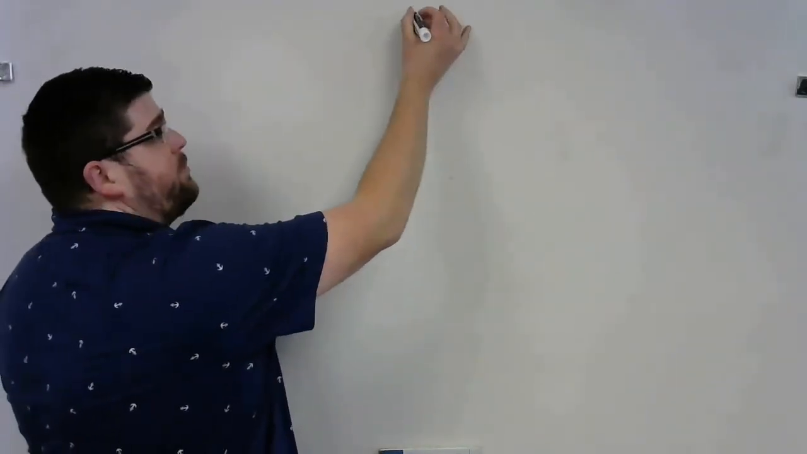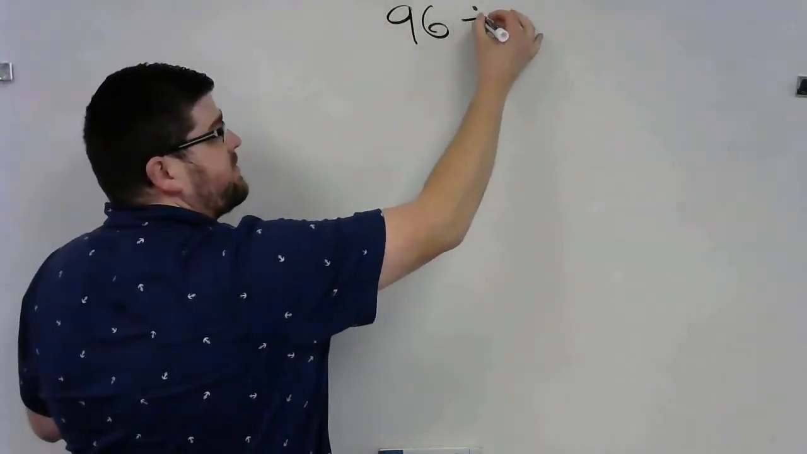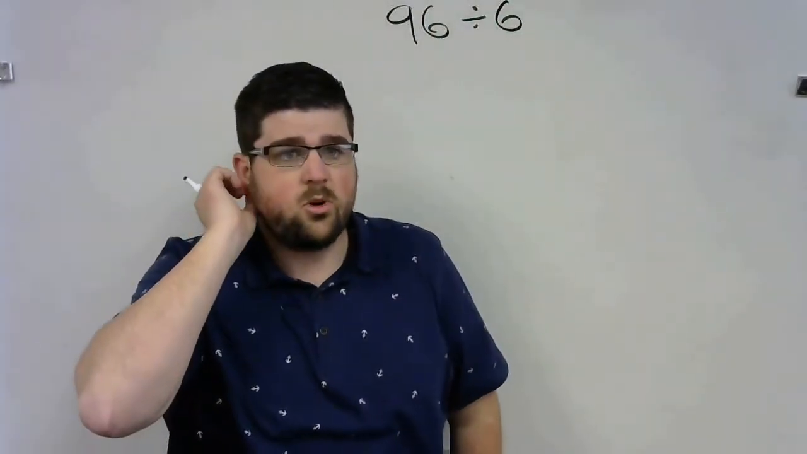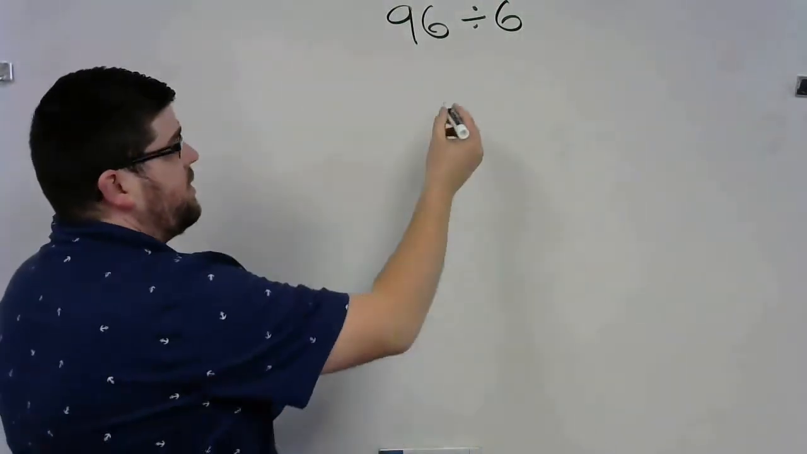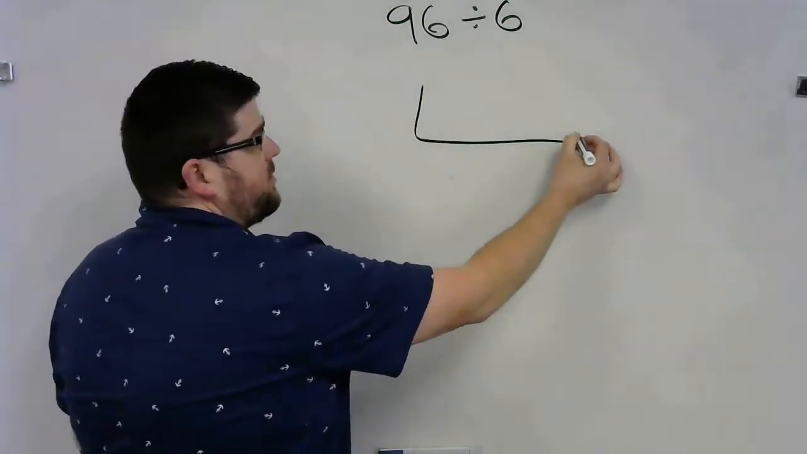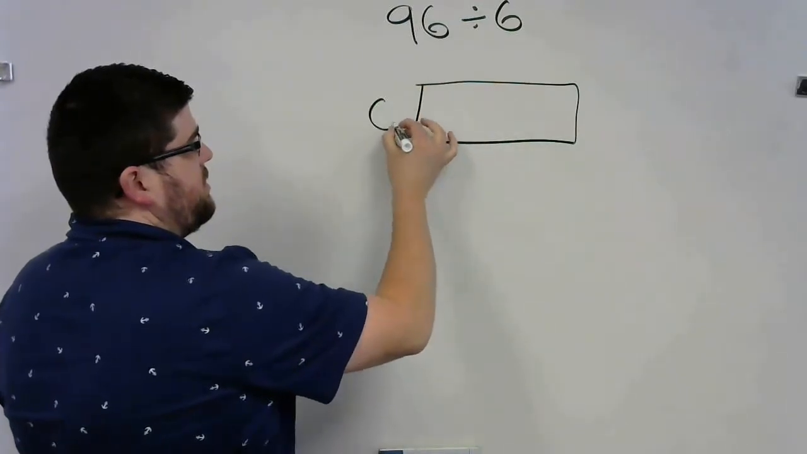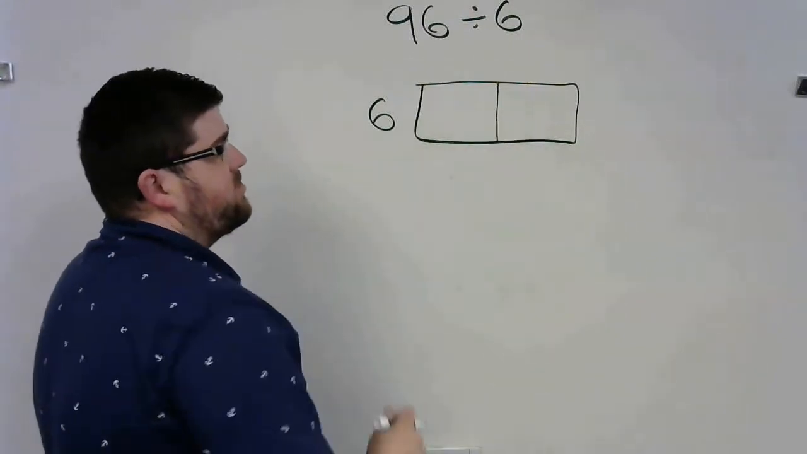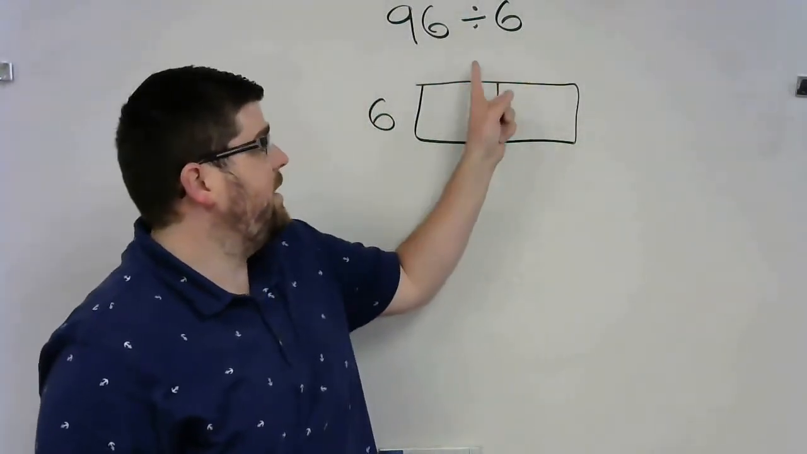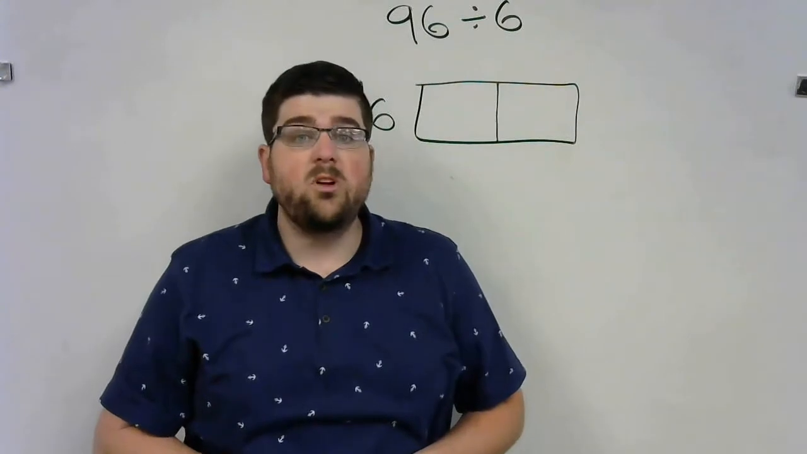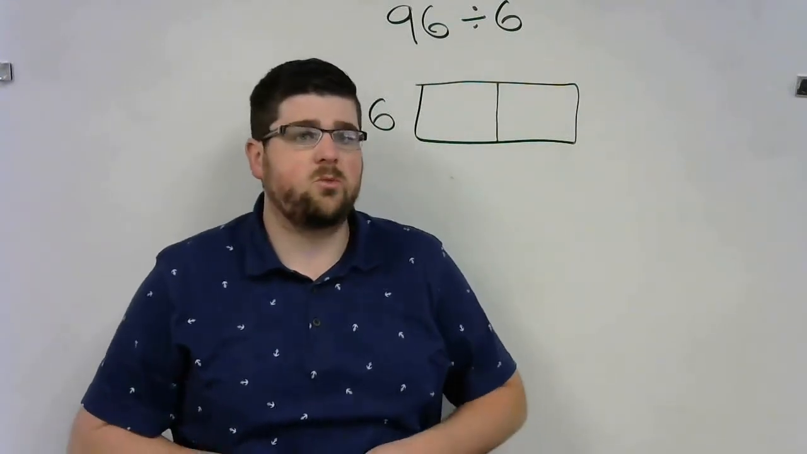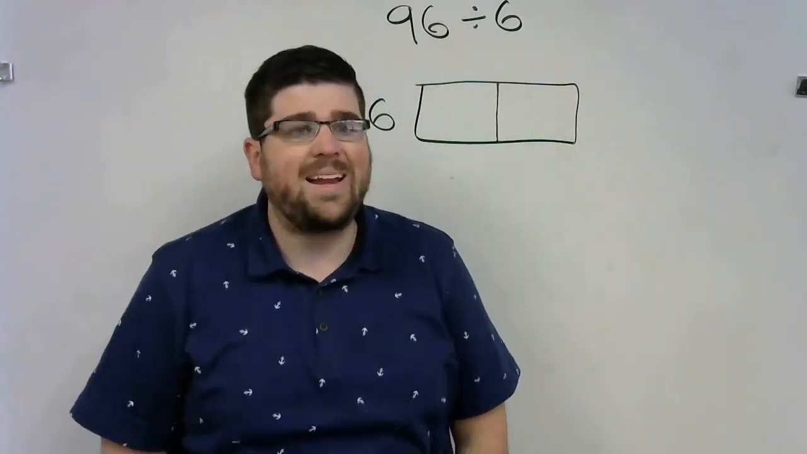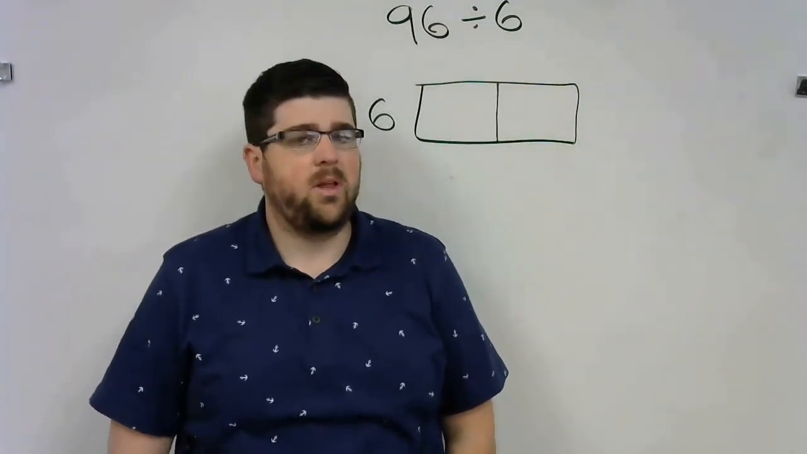So let's say, for example, I had 96 divided by 6. What I'm going to do is draw my box. I'll put my 6 out here, and I'm going to leave those two there. I'm not going to fill in 90 and 6 yet. With multiplication, just doing it by place value works really easy.